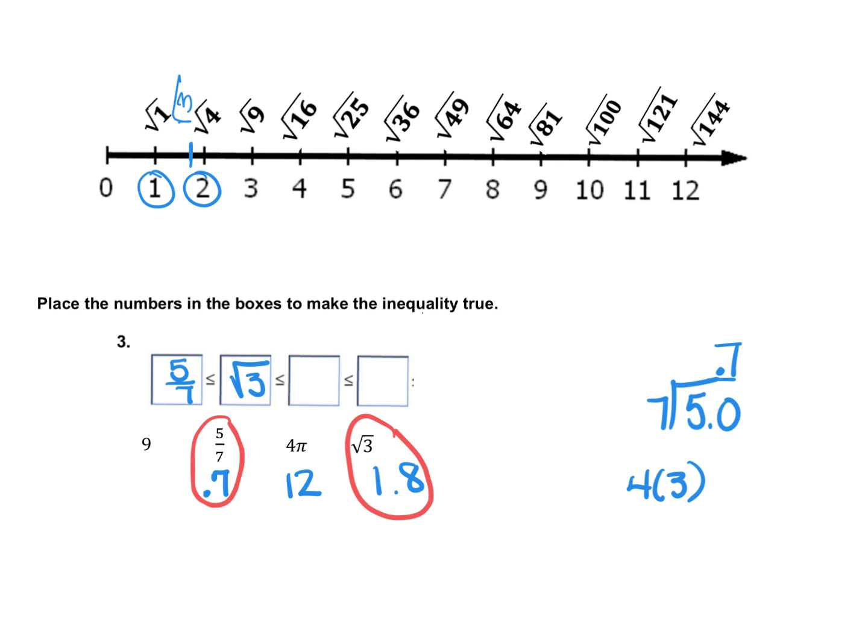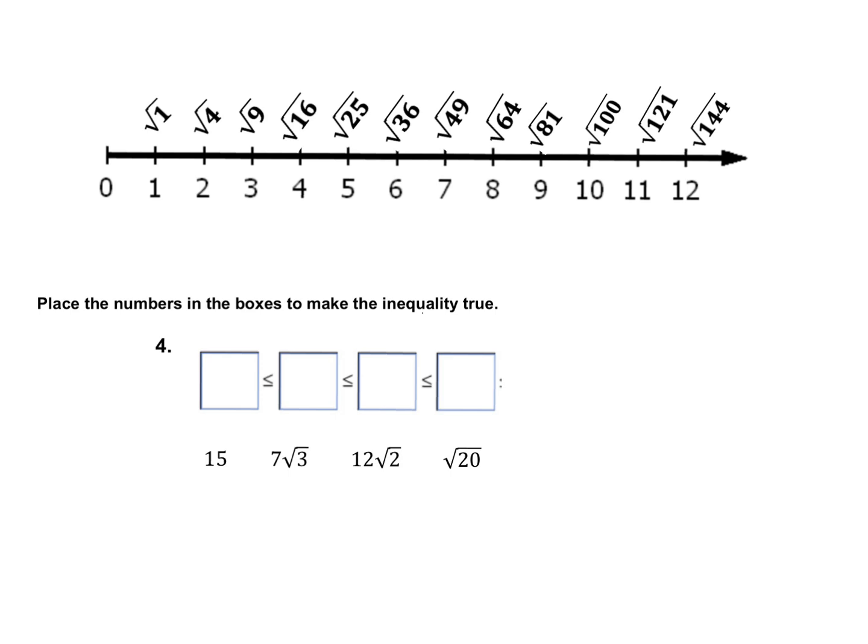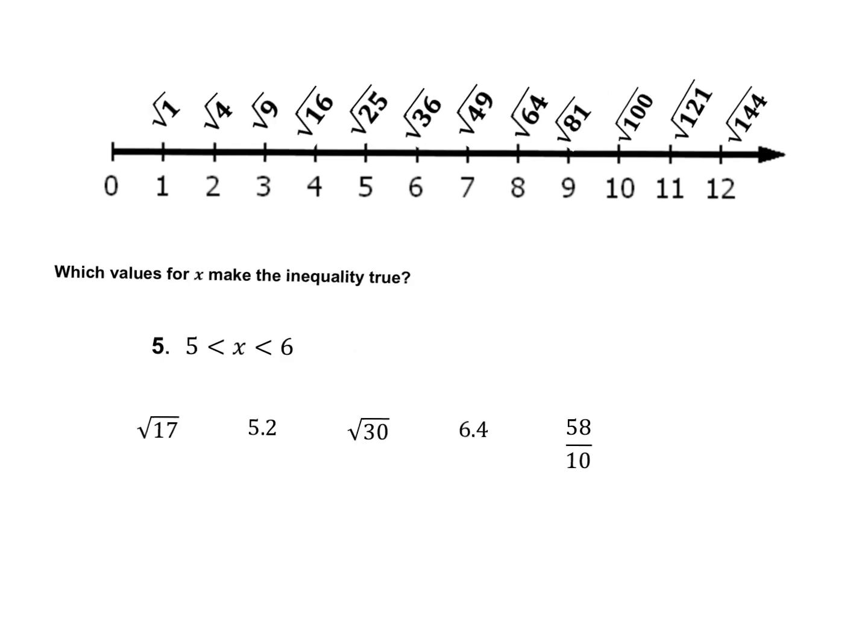Which is less than or equal to our next one, which would be 9. And then our biggest one is 4 times pi, which would be 12 point something. And so we'll put our 4 pi right there in order from least to greatest. For time purposes, we're going to skip question number 4.